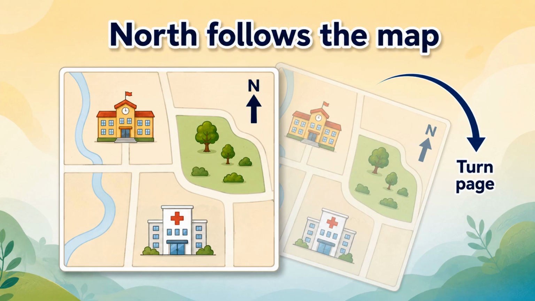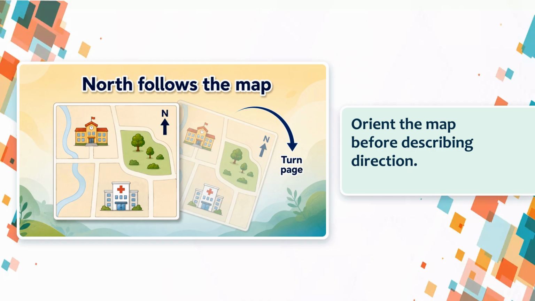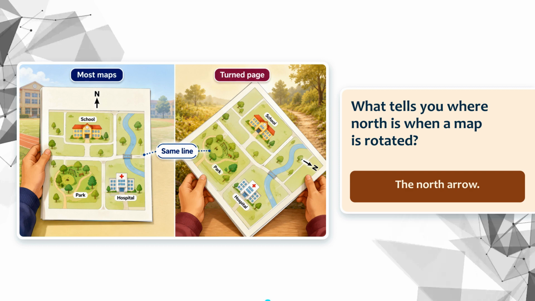Turning a map changes what looks up or down to the reader, not the real positions of its places. Check the north arrow first to orient the map before deciding any direction. The unchanged places expose the common mistake. Orient the map before describing direction. Start by locating north from the arrow. Study the arrow on the turned page.